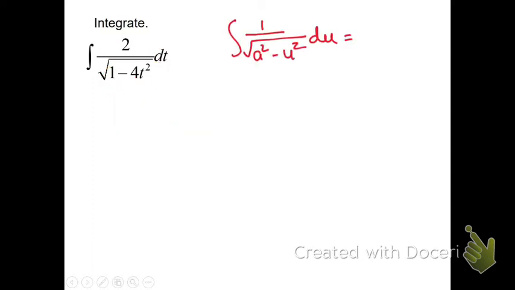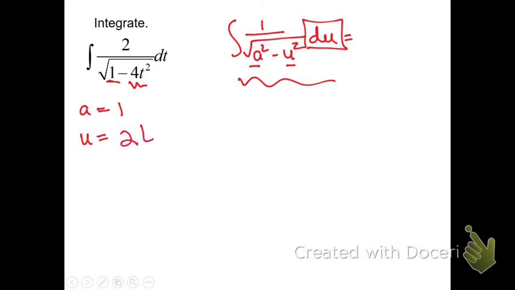First we need to make sure we have this format in the problem. Notice we're going to need to have du in the problem. So write down what your a is and what your u is. Always write down your a and your u and your du. A is the number you're squaring, so a would be 1. U is the function you're squaring. What am I squaring to get 4t squared? 2t. Always find du also. You still need du in the problem. The derivative of 2t would be 2.